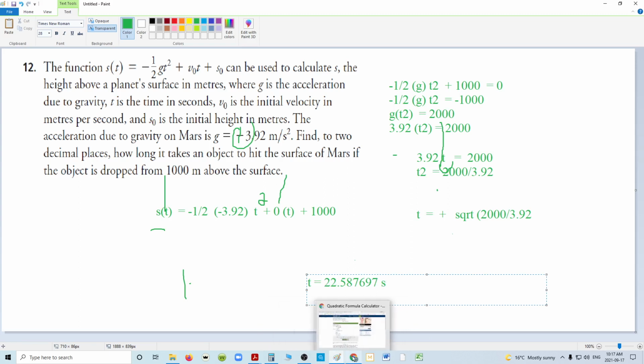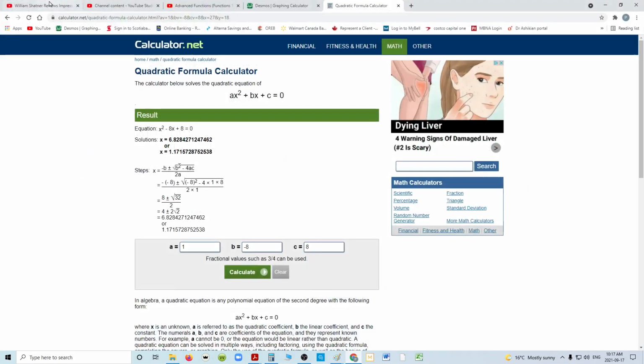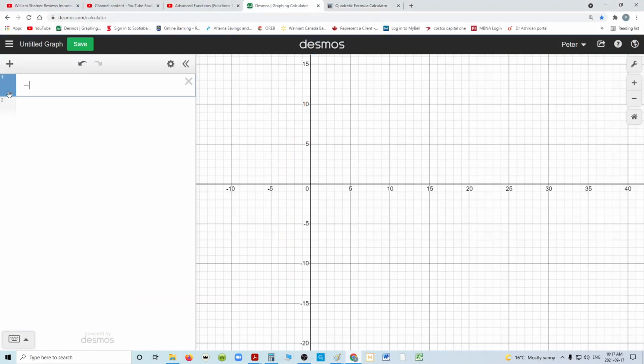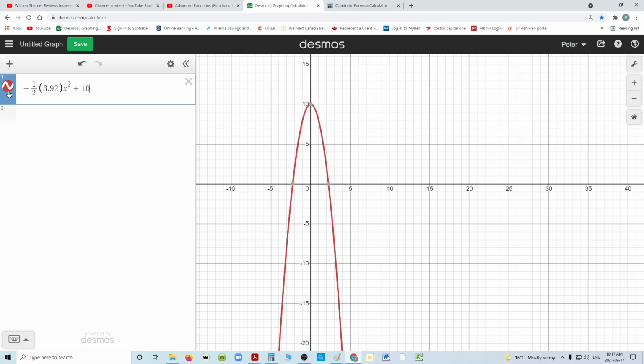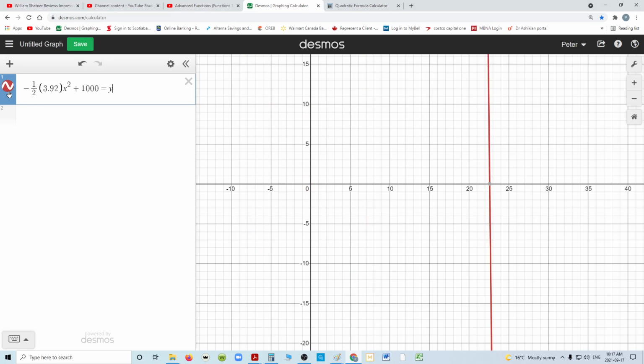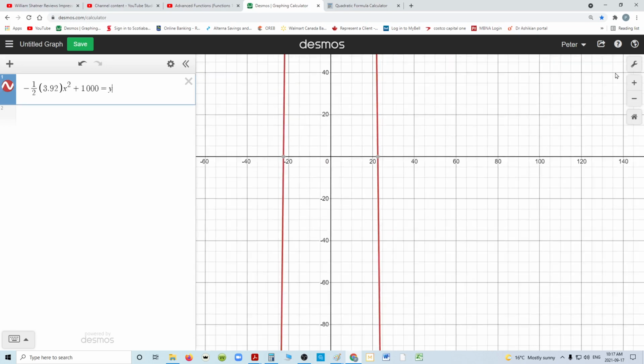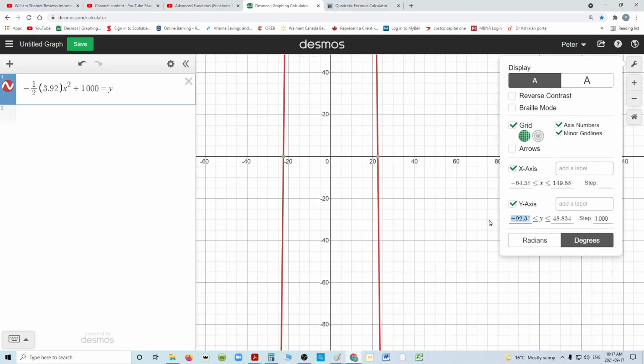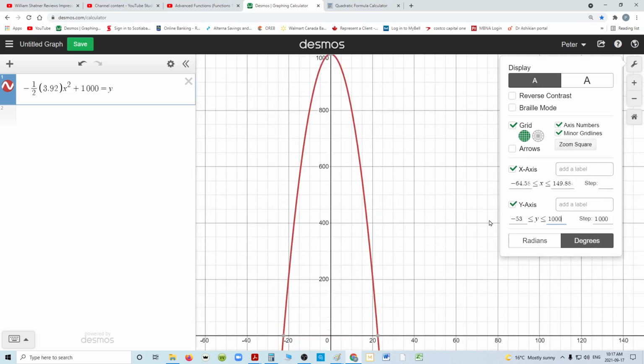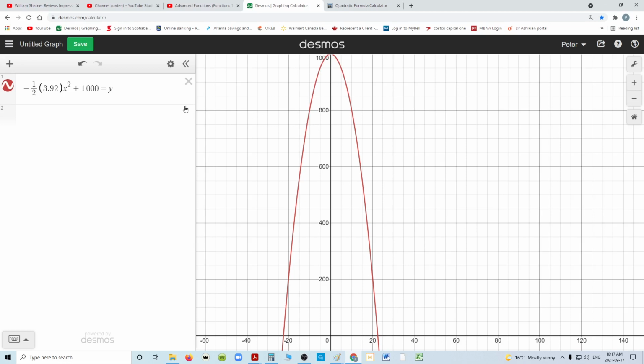Now you can graph this, so minus a half g t squared plus 1,000 if you want. Just put the y-axis in terms of minus 5 to 1,000 to see it. There you go. And of course, we only care about when x is bigger than 0. And we don't care after that. And there's, sure enough, 2.58.